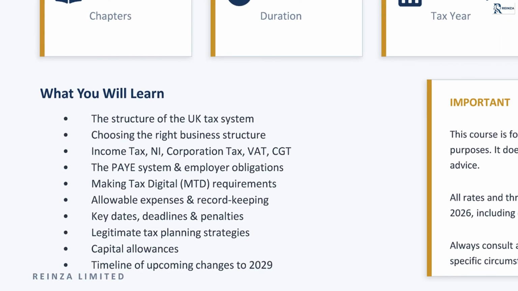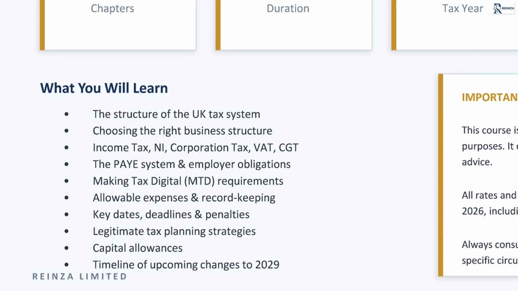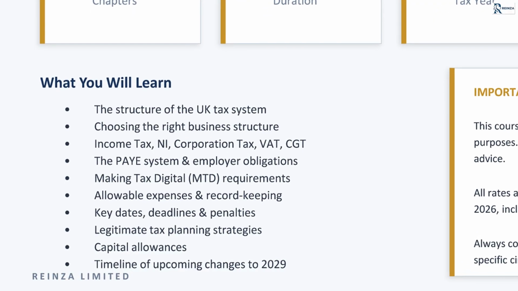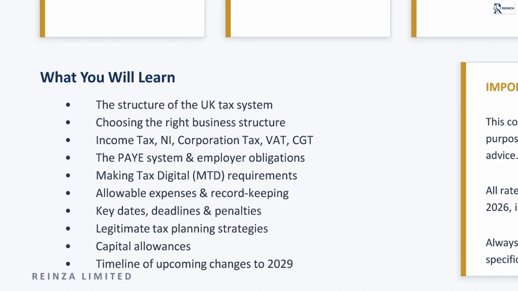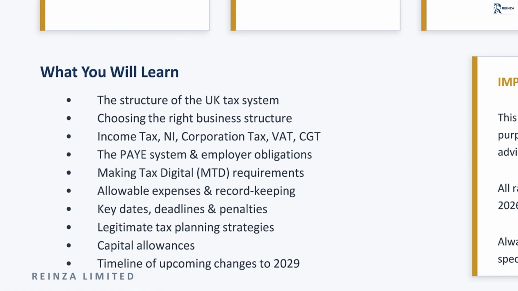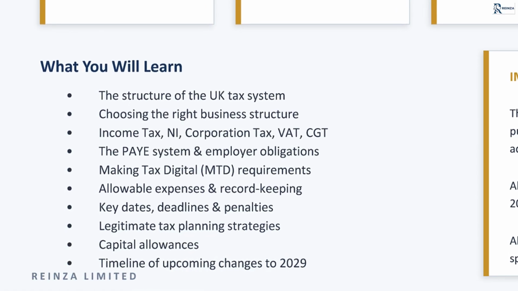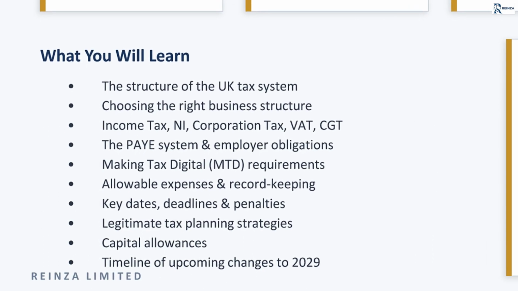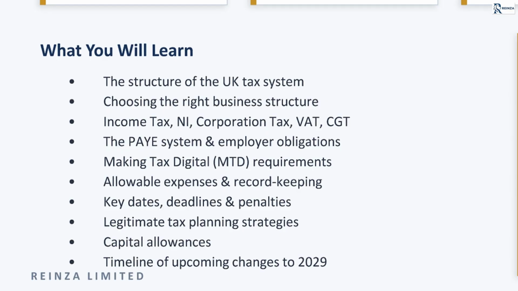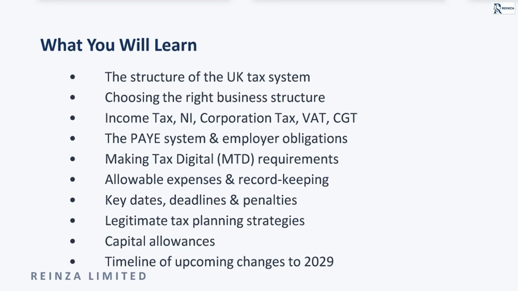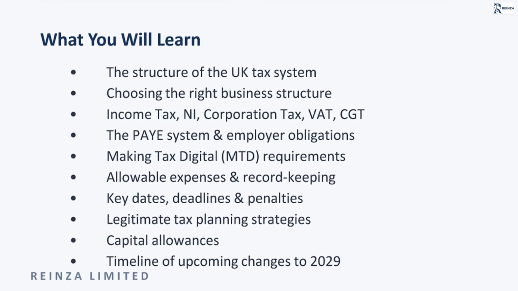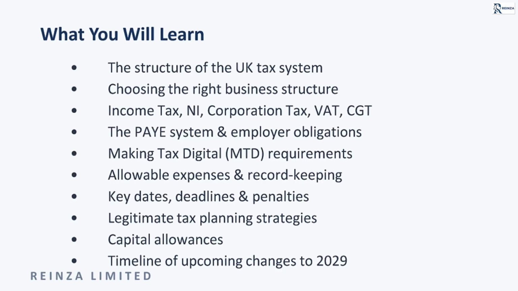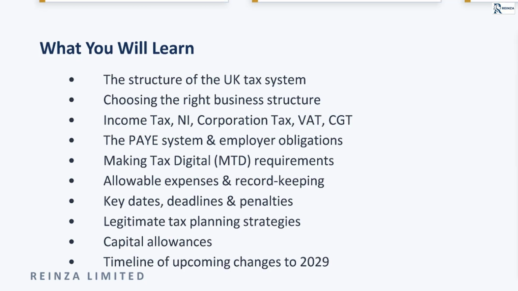We will also look at the PAYE system and employer obligations, making tax digital requirements, allowable expenses and record keeping, key dates and deadlines along with their penalties, legitimate tax planning strategies, capital allowances, and a full timeline of upcoming changes through to 2029. Before we begin, an important note.